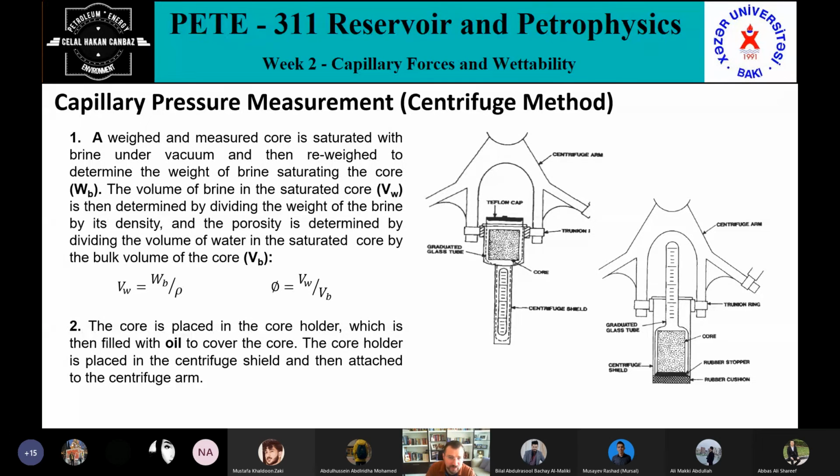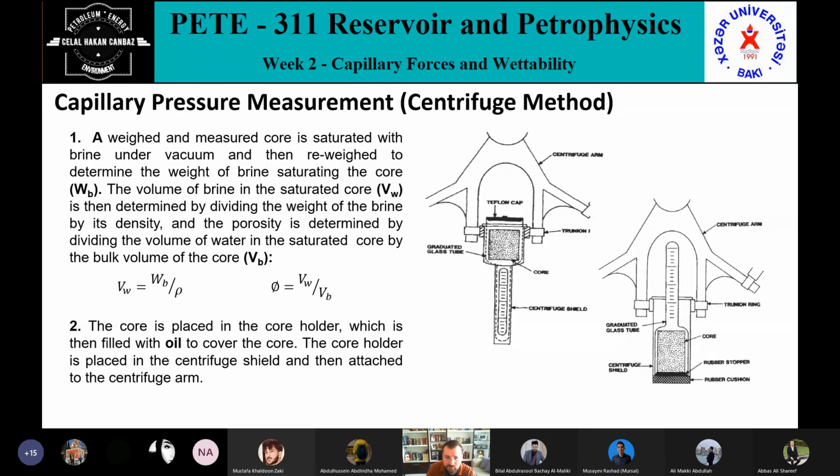So VW, the brine in the saturated core, is equal to the weight of the brine saturating the core divided by its density. So your porosity herein is the volume of the brine saturated in the core divided by the total bulk volume.